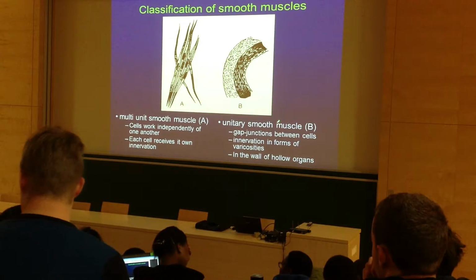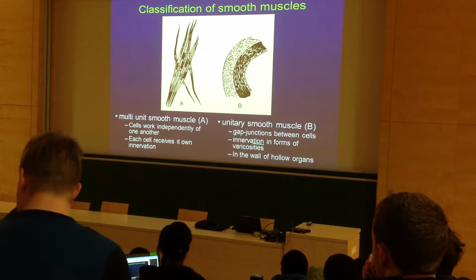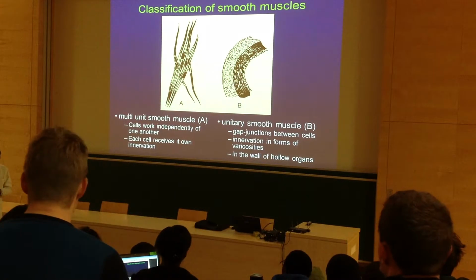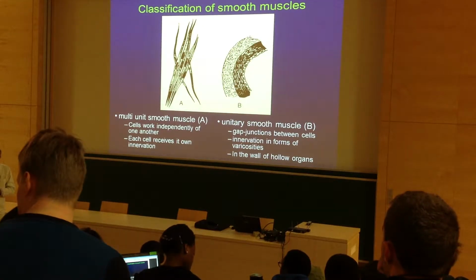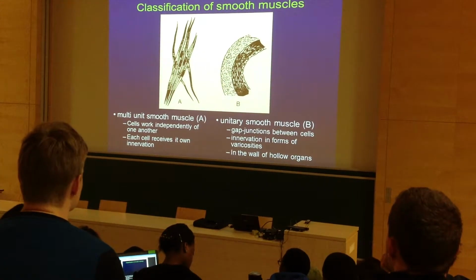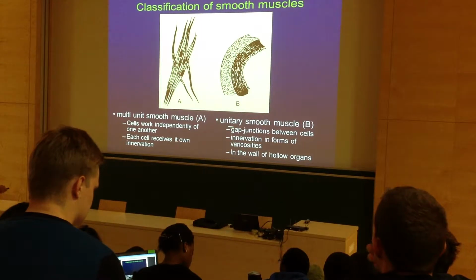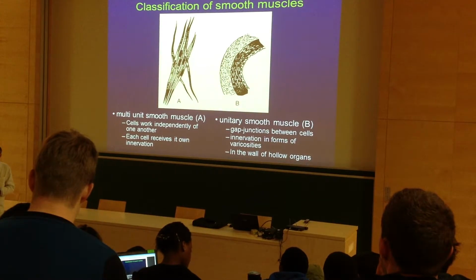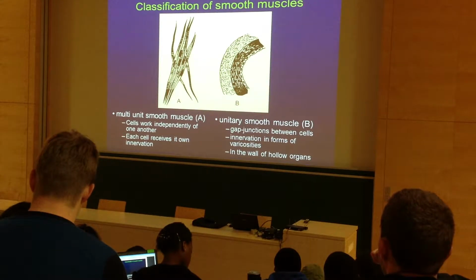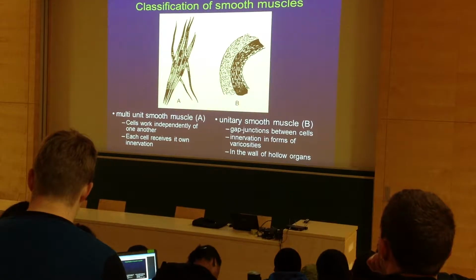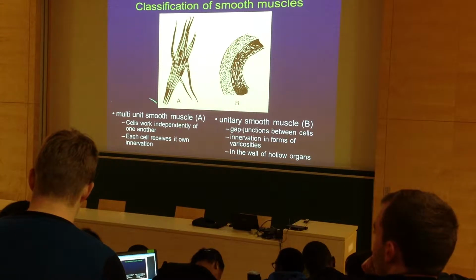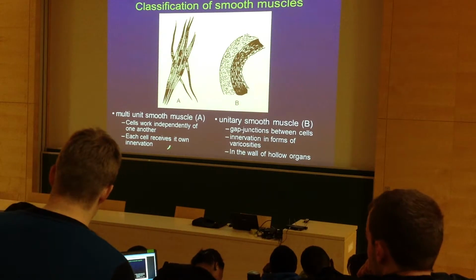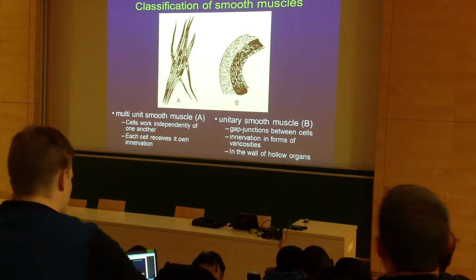Due to the fact that these are found in the wall of most of our viscera, that is, hollow organs, some people, instead of using this unitary expression, use visceral smooth muscle. You will also see this expression. This is why I call the attention. So, in multi-unit smooth muscles, the cells will work independently, and therefore each cell receives its own innervation.